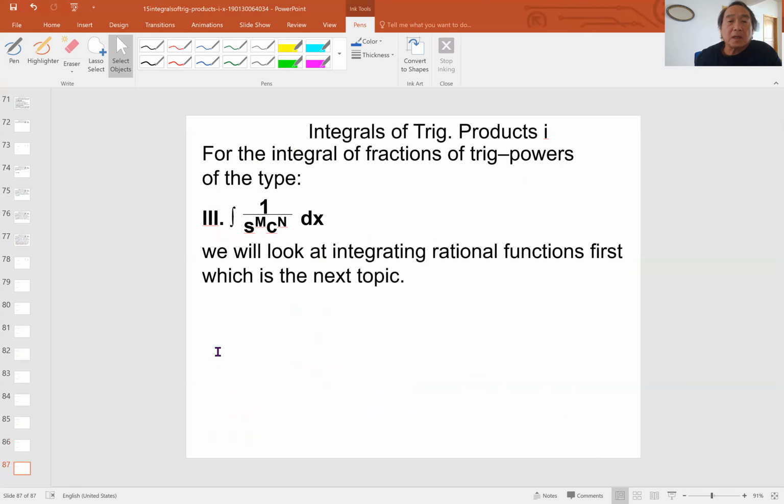Then there's one single case: what happens if I'm dealing with both sines and cosines on the bottom? There are different tricks for dealing with these, but we will look at that later. Another technique we call partial fractions, which deals with integration of rational functions, and then we'll take a look at these. And that's these sections.